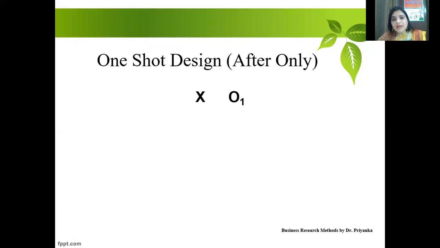One shot design. What kind of limitation might you have in one shot design? You are taking the observation only after the treatment. So what kind of limitations might we face? We do not have any kind of comparison here. We cannot compare any group with pre and post observation. But this is actually used in business, especially at the time of test marketing. At that time you are just going to explore whether it is working or not. That's it, nothing else. You are not going to compare the product with anything else.